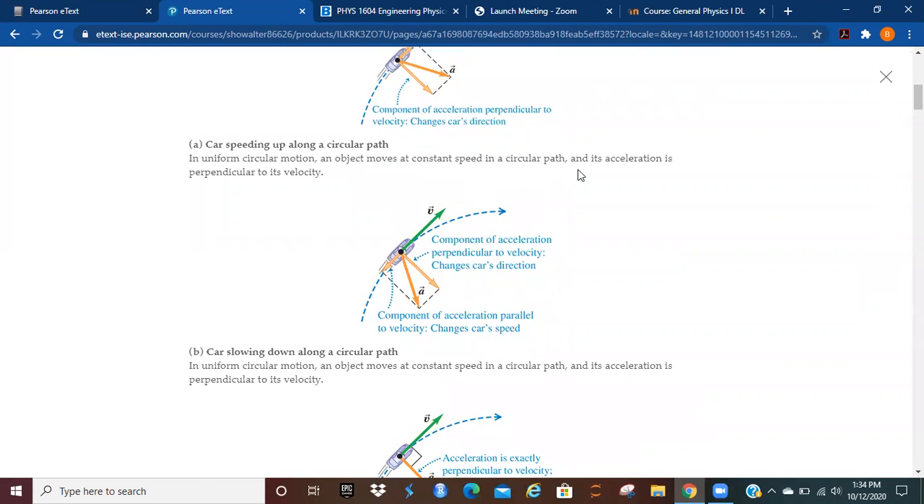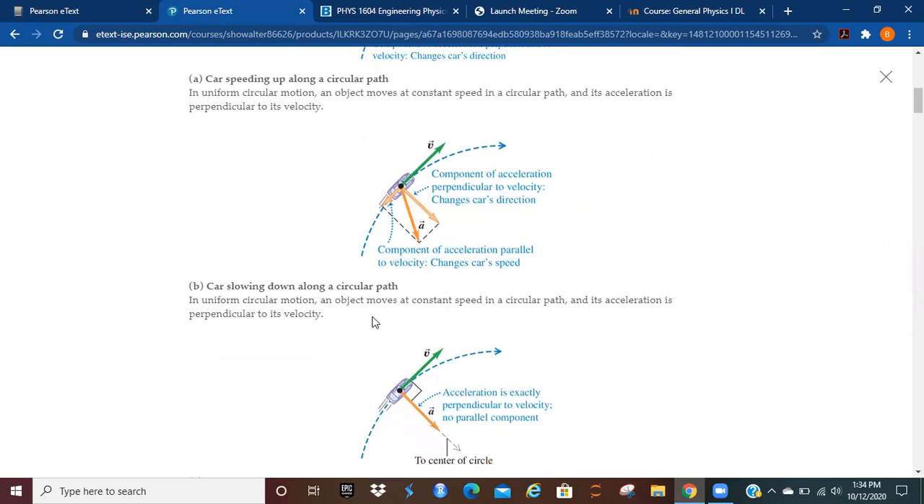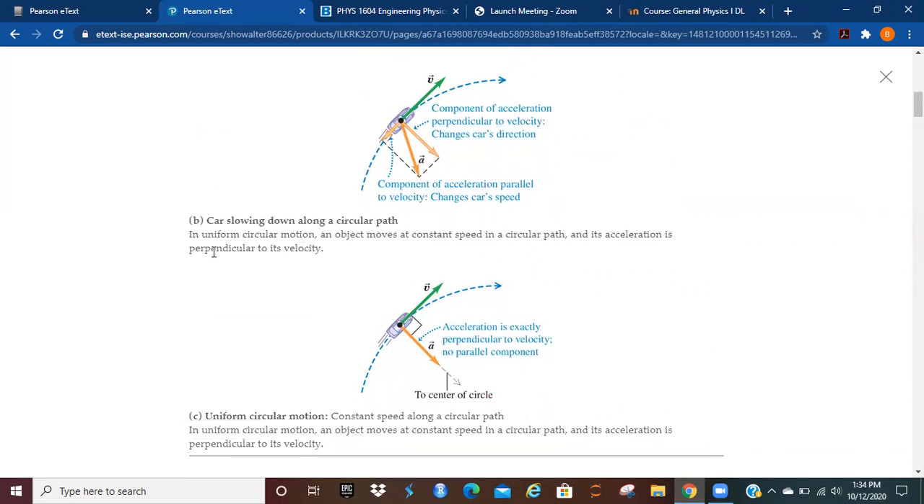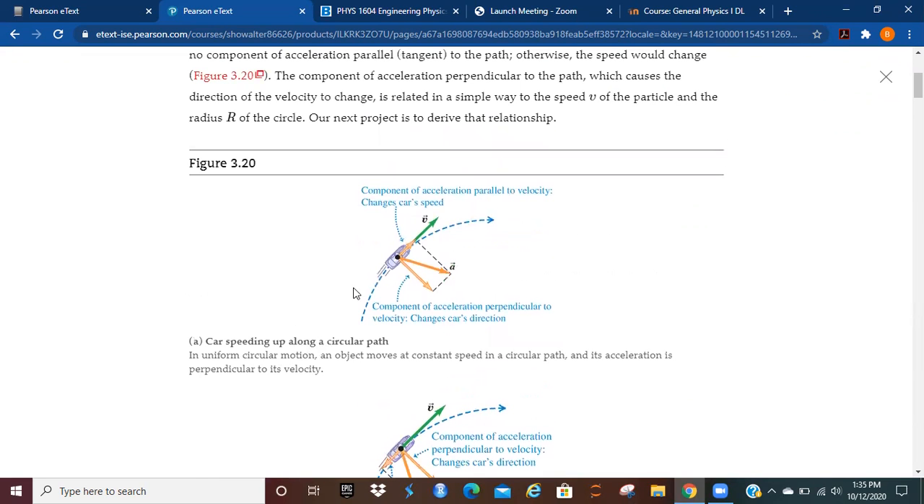So in uniform circular motion, an object moves at constant speed in a circular path and its acceleration is perpendicular to its velocity. The component of acceleration perpendicular to the velocity changes the car's direction, and the component of acceleration parallel to velocity changes the car's speed. With constant speed along a circular path, the acceleration is going to be exactly perpendicular to the velocity.